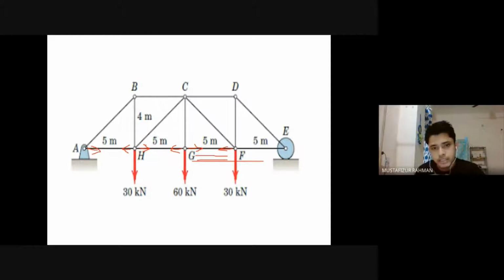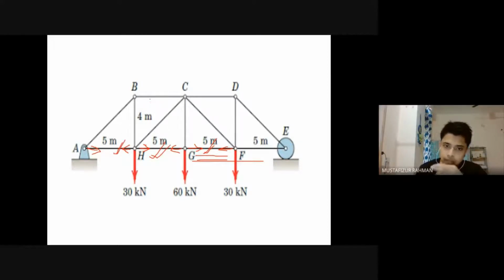We have to understand from where the load is coming, when it is tension and when it is compression. There we have to understand, and after that we will try to remember. If it is tension, we will express it like this, which looks like compression. If it is tension, we are going to express it like this.